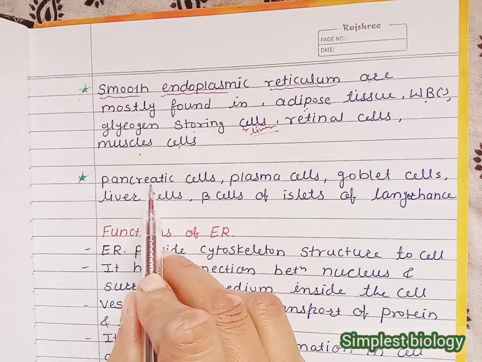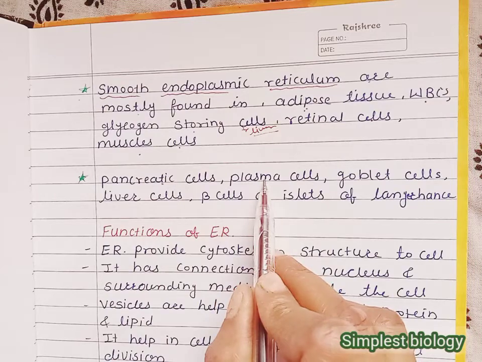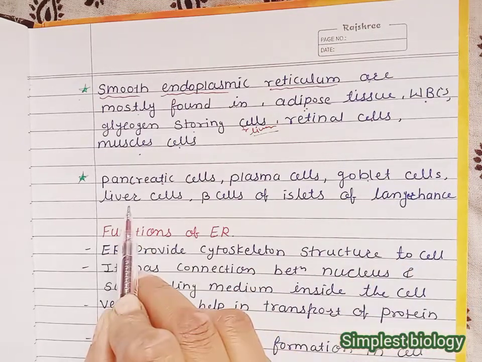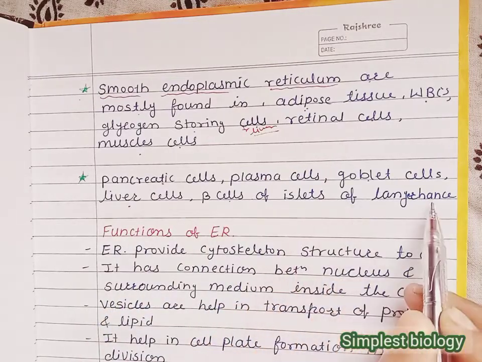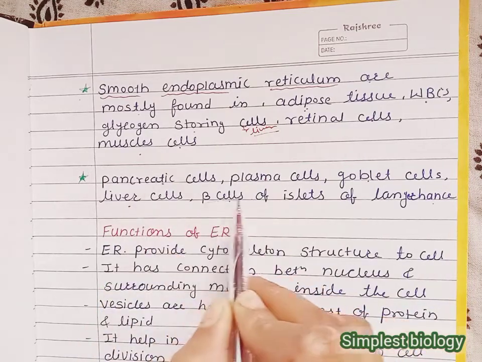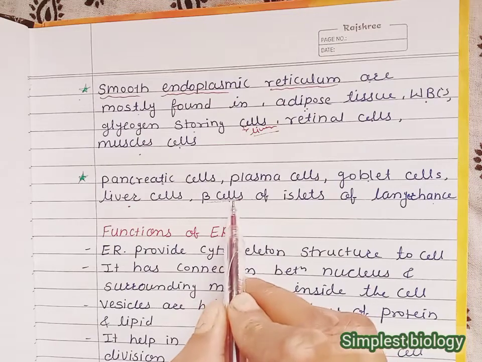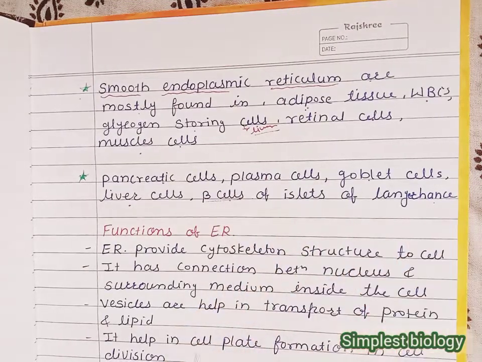While rough endoplasmic reticulum is found in pancreatic cells, plasma cells, goblet cells in the stomach, liver cells, as well as beta cells of the islet of Langerhans. The islet of Langerhans is found in the pancreas, and the beta cells are responsible for the formation of the insulin hormone, and those cells are made up of rough endoplasmic reticulum.